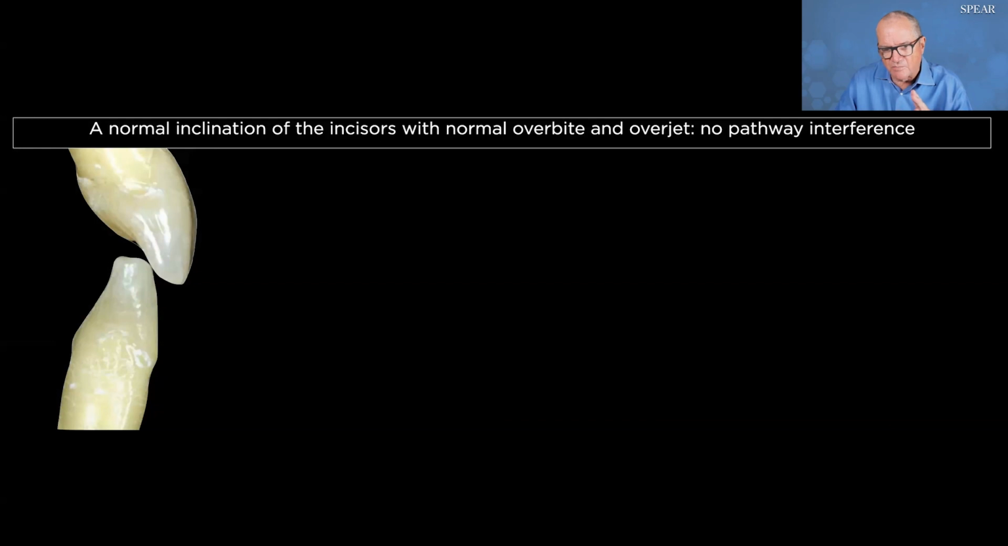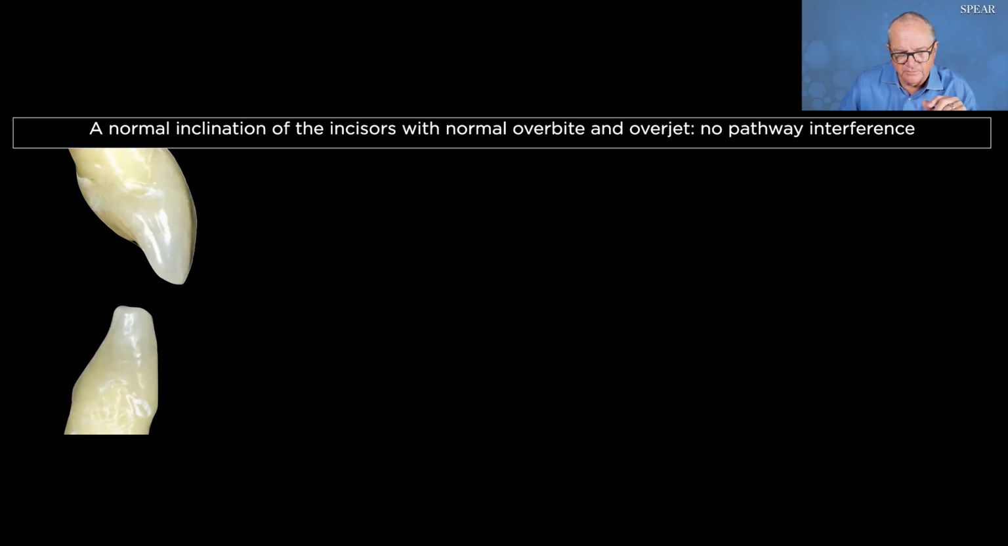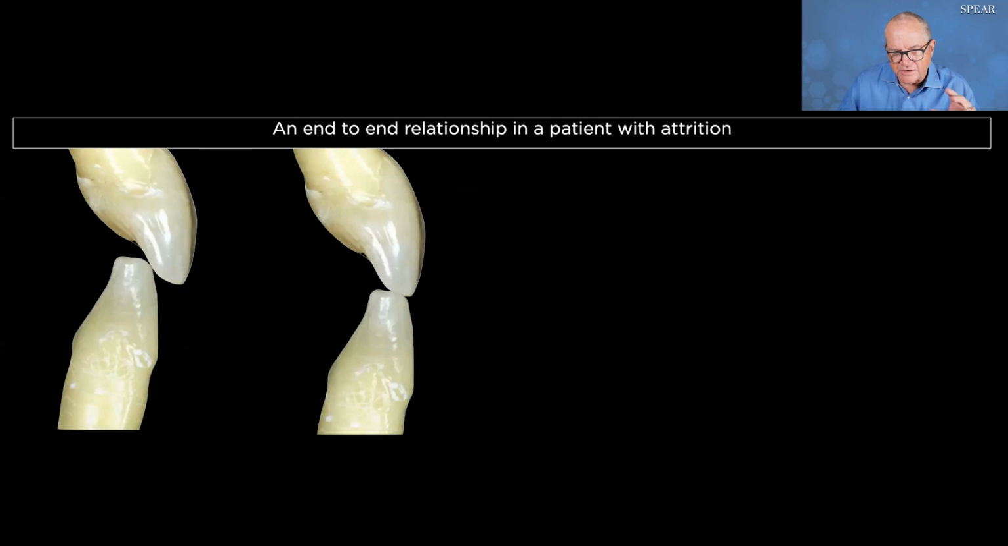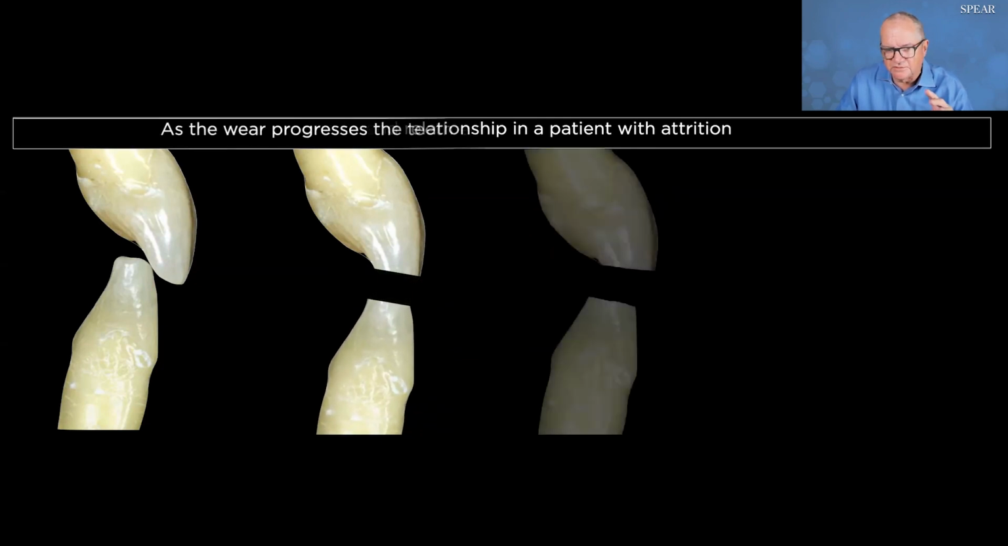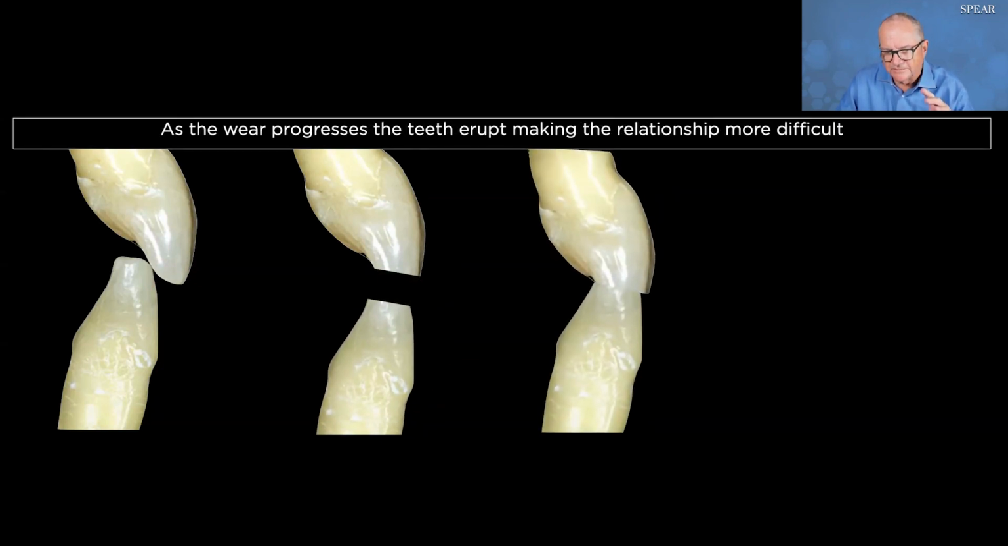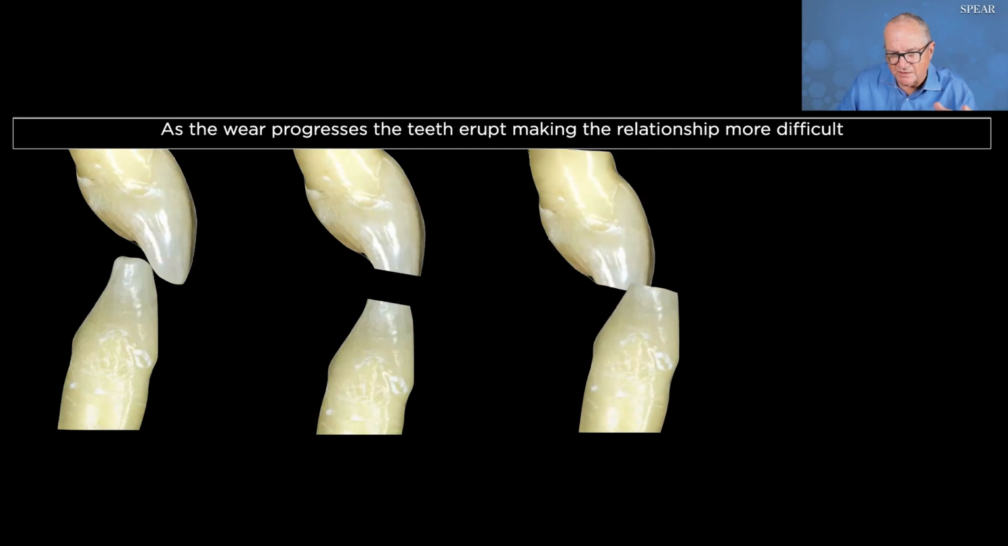So what's the outcome we want for him? That's it on the left. We want a normal overbite overjet relationship for him. That's the desired outcome. If we saw him when he was 16, he probably looked about like this. And what happened is as he wore his anterior teeth, they did what they do, they erupted. And then they continued to wear.